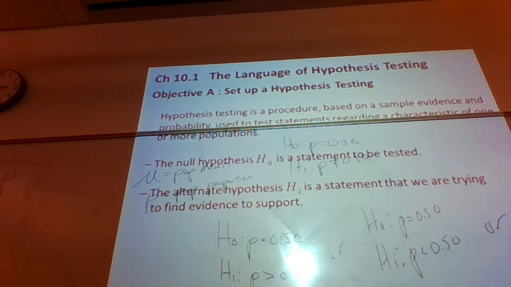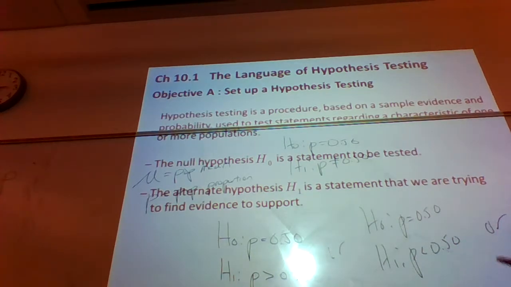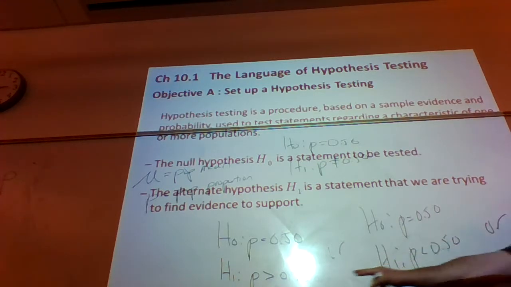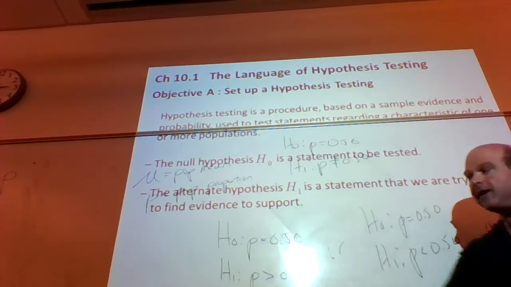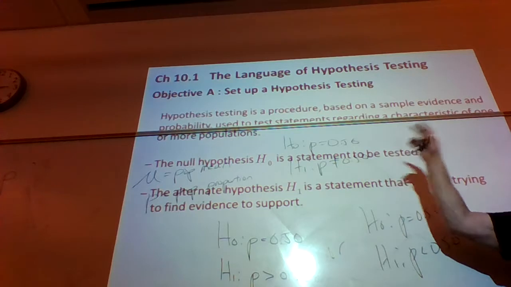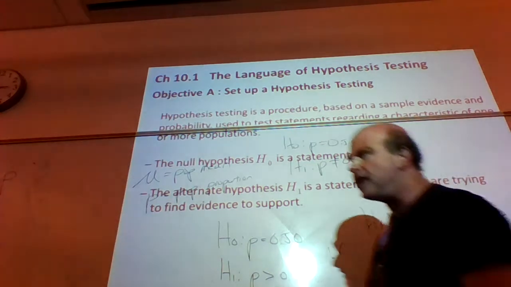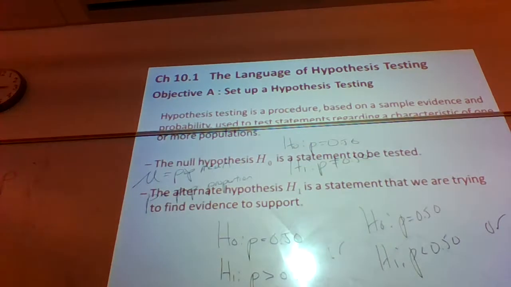Which alternative hypothesis you pick usually has something to do with the problem itself. In other words, there are certain words that you want to look for, which will determine whether you want to write greater than, less than, or not equal to. There are certain key words in the problem that will tell you that. Any questions on this? Go ahead and copy this if you need to, and we'll go to the next slide in a minute.